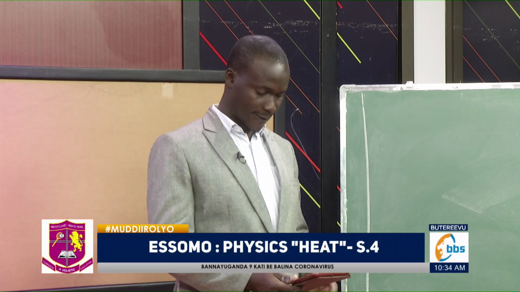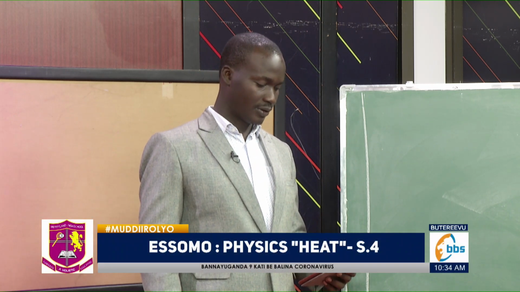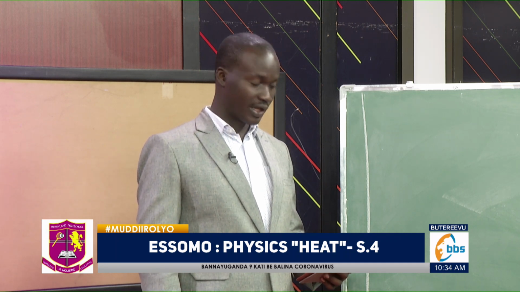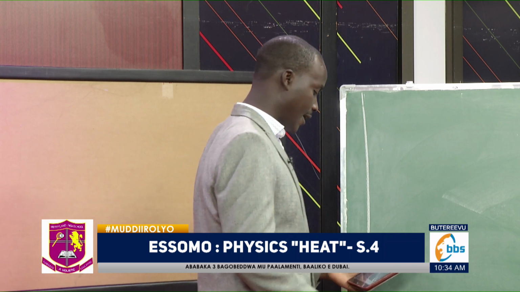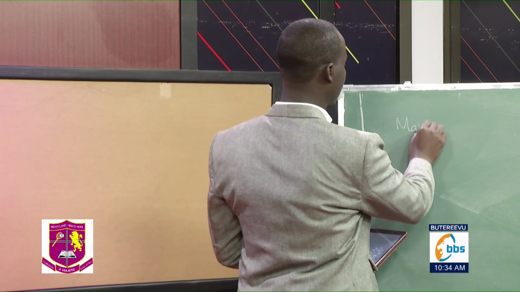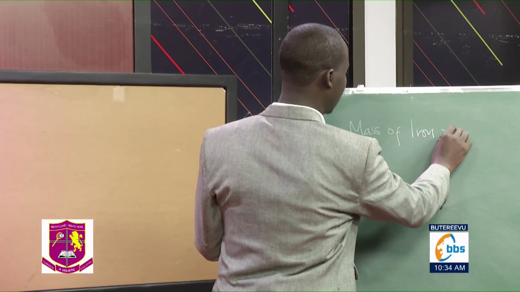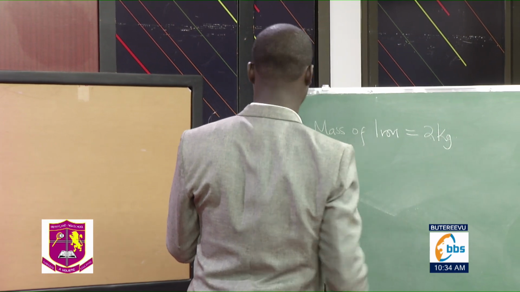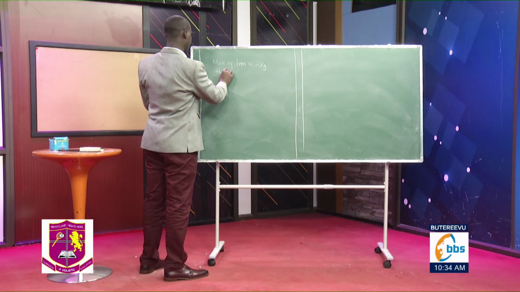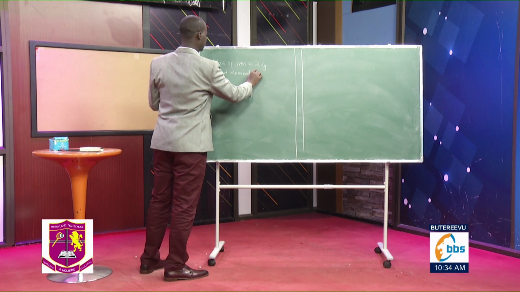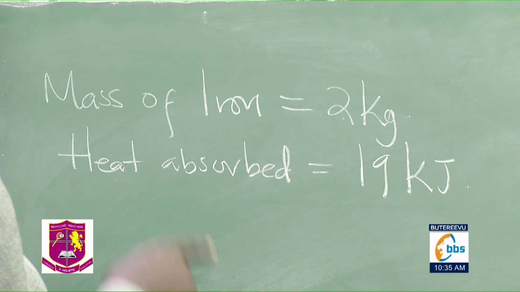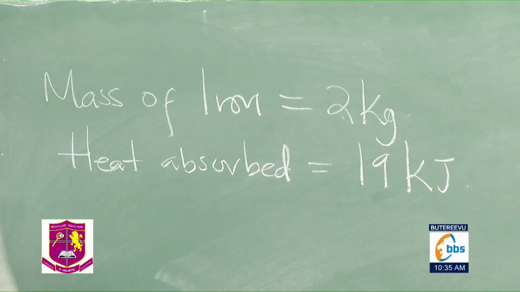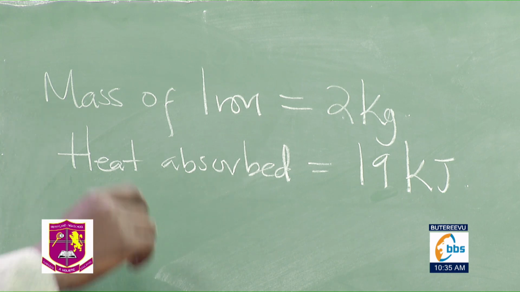So like yesterday, and indeed it is always my tradition to always summarize the question. That's a good way of presenting your work, even to you candidates out there. After reading through the question, it's always good that you summarize it. I want to summarize this by saying that I'm presented with a mass of iron equivalent to 2 kilograms. And they're telling me that the heat it absorbs is 19 kilojoules. When it absorbs this heat, the question is mentioning that it will gain a temperature rise of 10 degrees C. So yesterday I talked about the term delta theta.